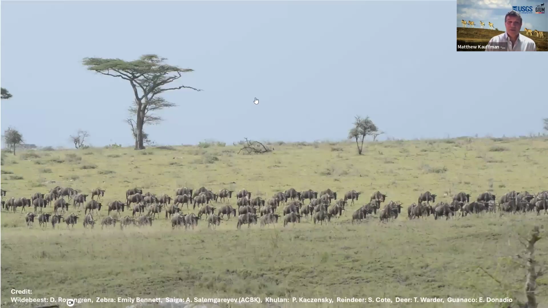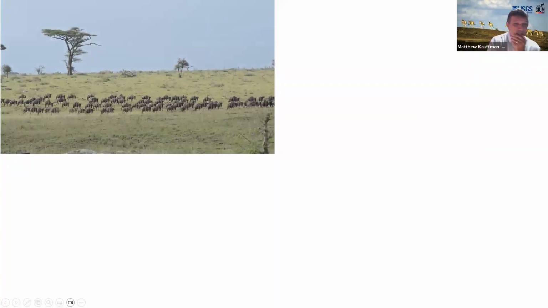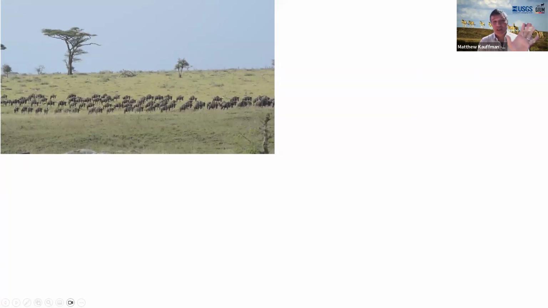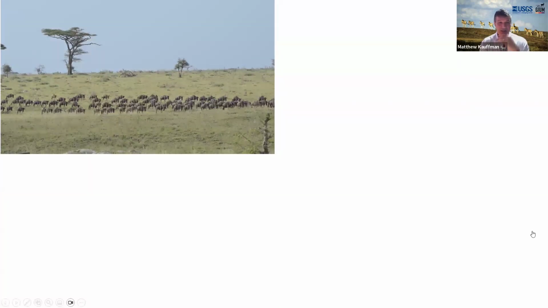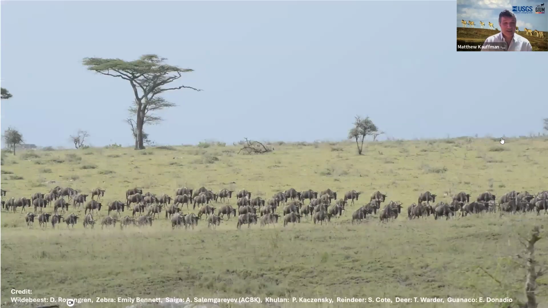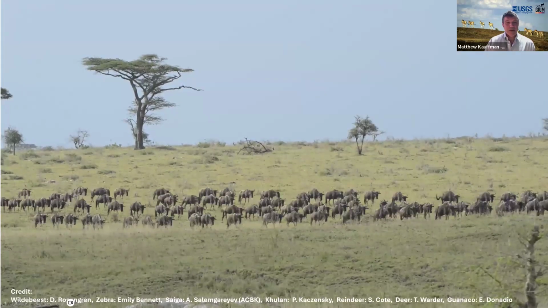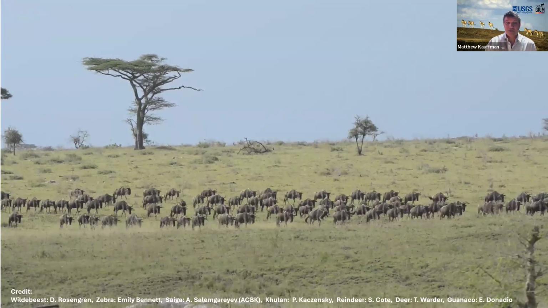Go ahead and hit the next button, which will start the video. This video is running a little smaller, but this is 20 migrations now, and they range the gamut from wildebeest who move across the Serengeti National Park, which you can see here. Go ahead and just let the video go. Oh, okay. See if you can. There we go. Okay.